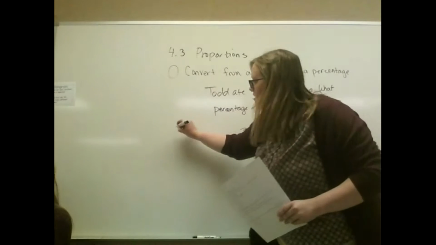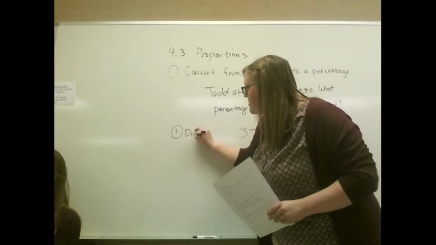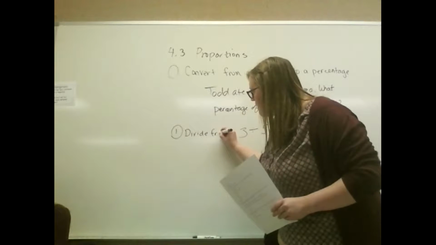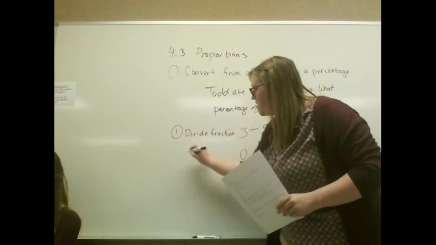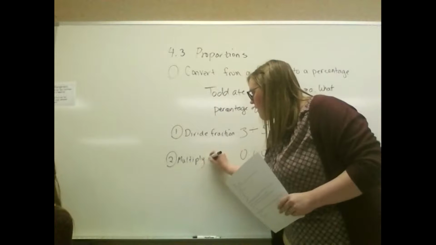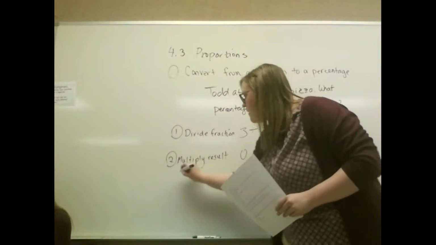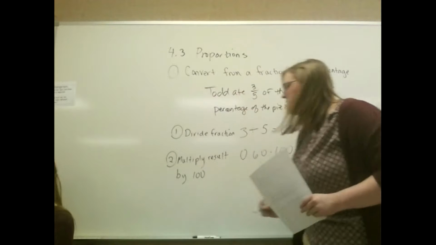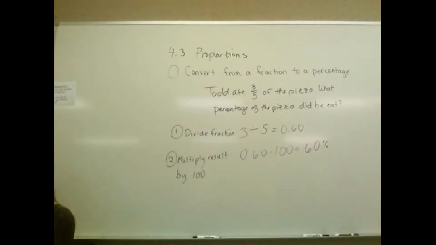So I can write steps here if you'd like them. 1, divide the fraction. 2, multiply the result by 100. That gets you from a fraction to a percentage. All right, any questions about how to go from a fraction to a percentage? Good?